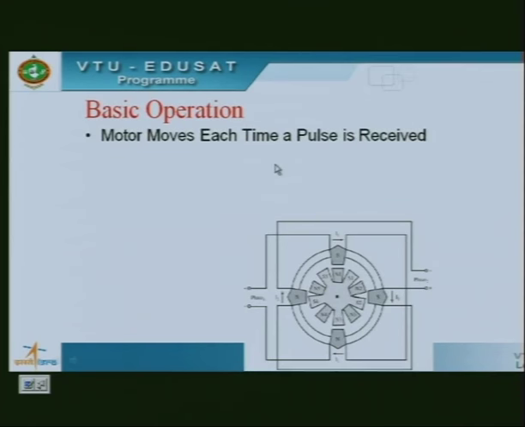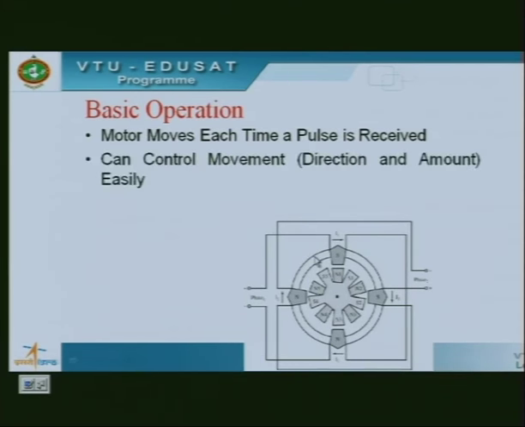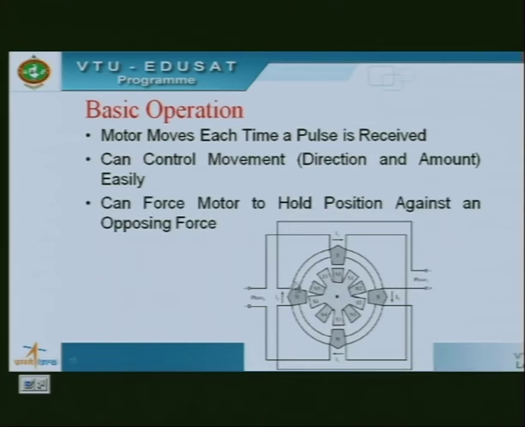So the motor moves every time an electrical pulse is received. You can see pulse 1 and pulse 2: 2 opposite poles of the stator are connected to pulse 1, and the other 2 opposite poles of the stator are connected to pulse 2. So current flows through these, helping it move. We can control the movement, both the direction of the movement of this rotor or rotating shaft, and also by how much it moves, the amount. We can force the motor to hold some particular position against an opposing force.